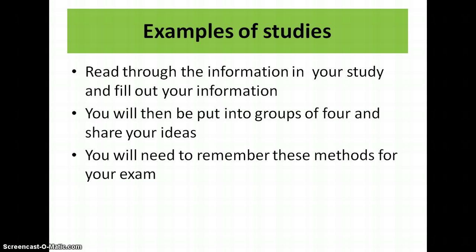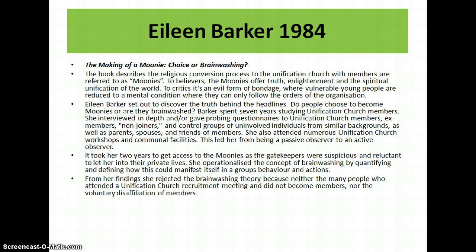There's lots of studies that have been conducted that use observation in different ways, and we're going to talk through them briefly. We've looked at these in the lesson, but I'd like to reiterate them now. Very briefly then, Eileen Barker in 1984 did a study called The Making of the Moonie, Choice or Brainwashing. Basically, the Unification Church had a group of members called the Moonies, and there'd been like a moral panic in the media saying that everyone that had joined had been brainwashed. So she decided to spend a very long time observing these people in an overt way to find out what was going on. She also used interviews as well as her observations, and they knew exactly why she was there.